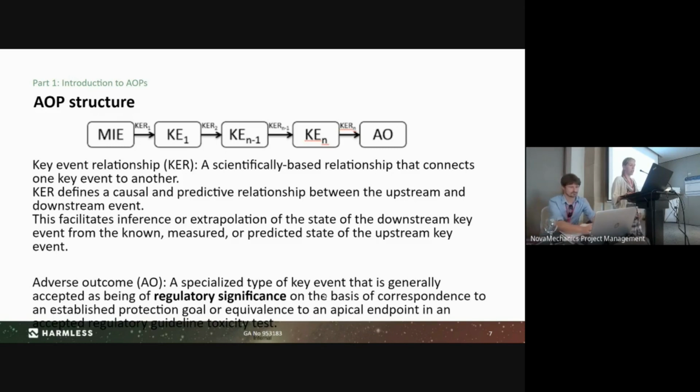Lastly, we have the adverse outcome, which is a special type of key event, and this has to have a regulatory significance and should preferably be accepted as a regulatory guideline. So this is the basic structure of the AOP, which I will be grounded in for the rest of the session.